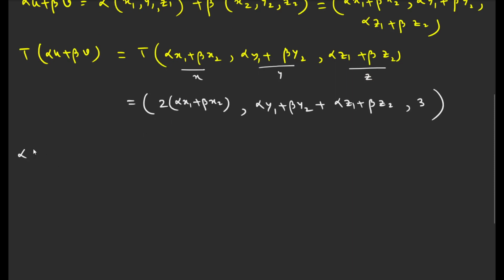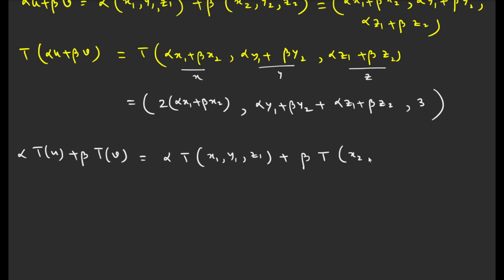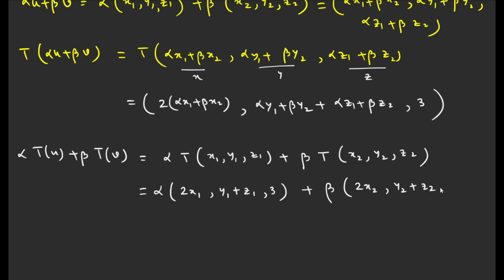Now coming to the right hand side, alpha T of u plus beta T of v. So alpha into T of x1, y1, z1, and then beta into T of x2, y2, z2. Again the same definition will apply. 2x1, then y1 plus z1, and the last element is 3. Here also, beta into the first element is 2x2, then y2 plus z2, and then 3.